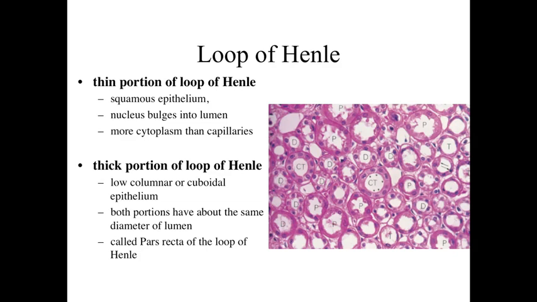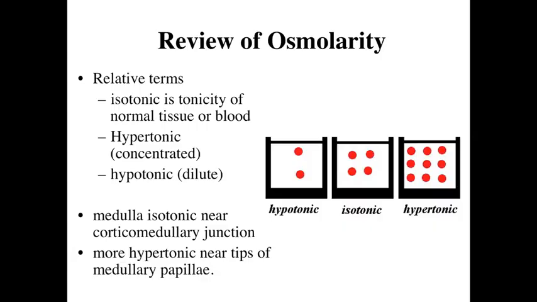There are two portions of the loop of Henle, anatomically, that we can take a look at. Thin portions, where we're essentially looking at cells that are simple squamous. The nuclei are bulging into the lumen, and they're going to have a lot more cytoplasm than capillary cells, and it tells us that we're looking at an extension of the uriniferous tubule. Or the thick portion of the loop of Henle, where we're looking at generally cuboidal cells or maybe low columnar cells that, again, are going to be pretty distinct as being a portion of these uriniferous tubules. Both the thin and the thick portions of the loop of Henle are going to have about the same diameter of the lumen, but the only difference is essentially the thickness of the wall of these structures.